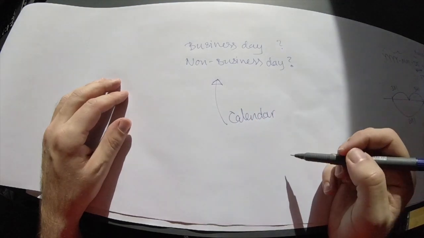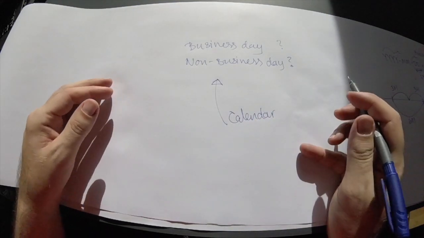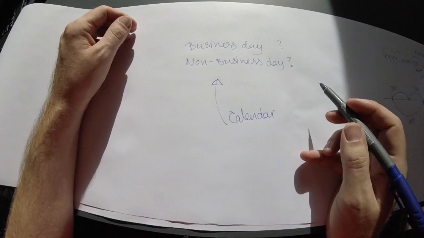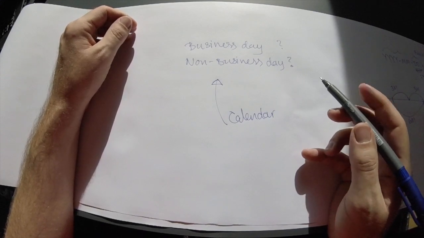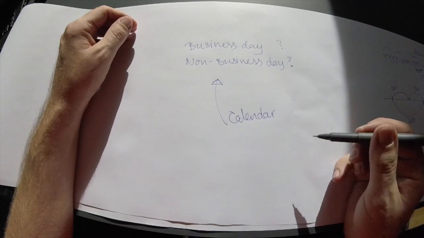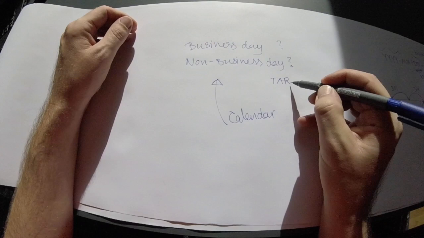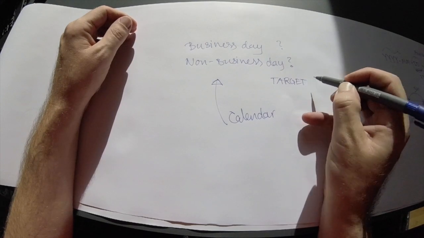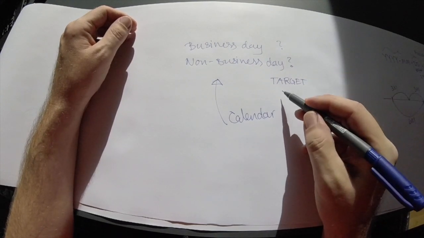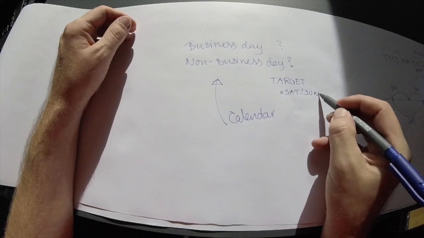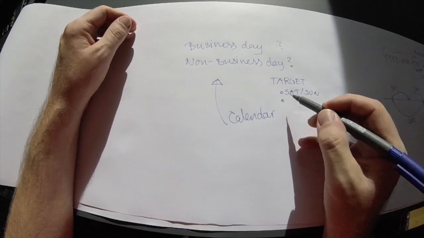We can do that in a couple of ways. Some of the calendars are described by a set of rules that you can follow, and they may be quite simple. Let's pick an example. In Europe, we care much about the TARGET calendar. That's a quite simple calendar. We know that all Saturdays and Sundays are non-business days.